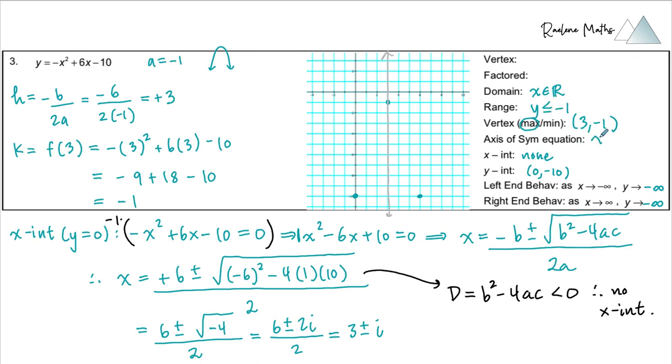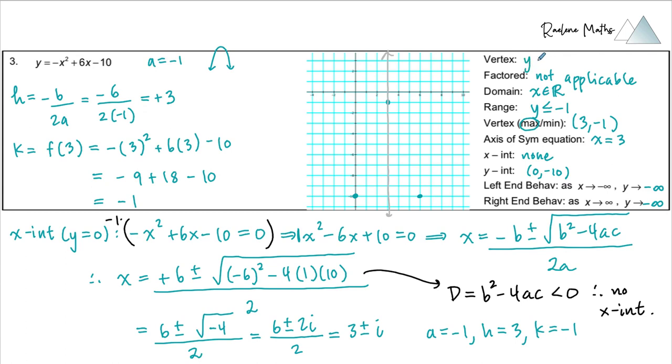So y is going to be less than or equal to negative 1. The axis of symmetry equation is x equal to 3. The factored form is not applicable because we don't have real x-intercepts. We only have complex roots for the quadratic equation. And then for the vertex form, we simply need to substitute h, k, and the original value for a. So when we substitute those in, we have a equals negative 1, h equal to 3, and k equal to negative 1. So I'm just going to write that information up here in one step.